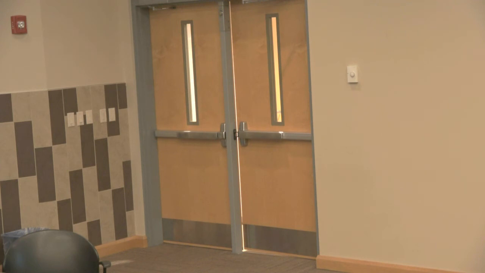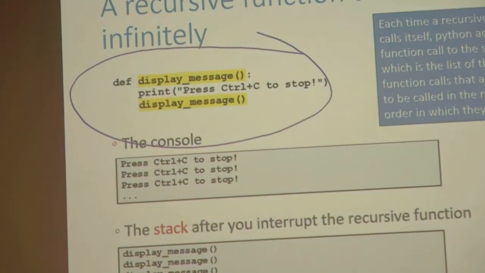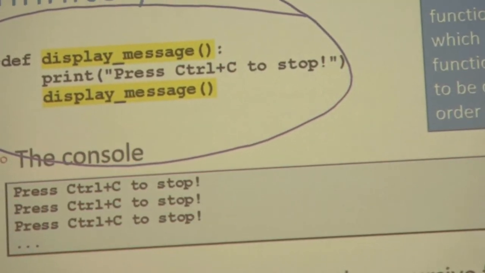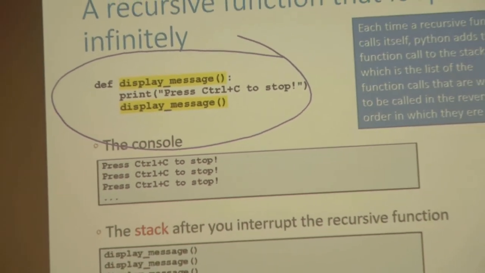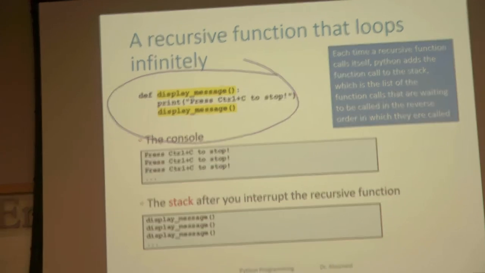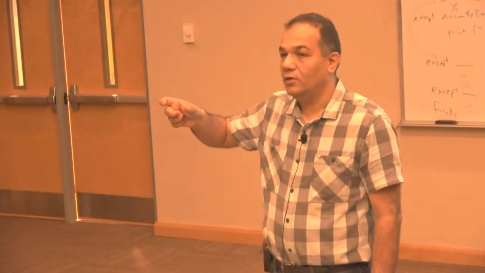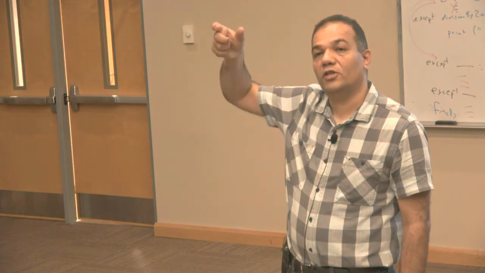The other way of doing it is by having the recursion. Look in here at what I'm doing. There is a function called display message, printing Ctrl+C to stop. Then I'm calling the function, so the function is calling itself. Every time the function calls itself, the stack will have one more function. You're going to keep rotating forever until you have the base condition. In the base condition, it will quit the function, go to the previous function, and then to the next function until the end.